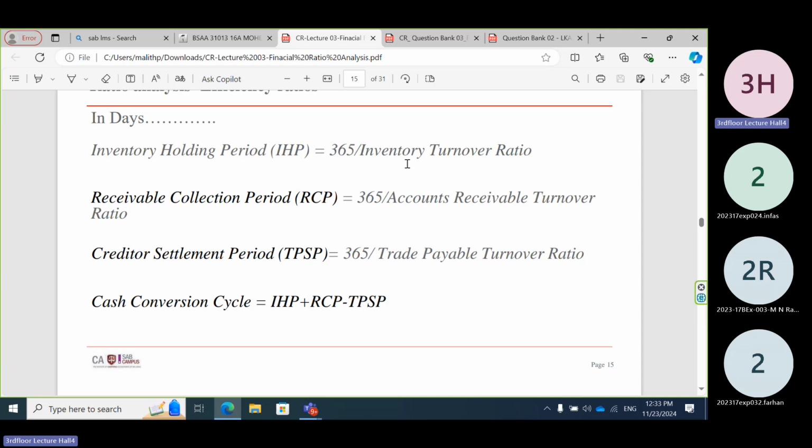And if you can get some period to settle creditors, that's a benefit to the organization. Creditor settlement period, right? You want to get cash early from debtors, and you get some delay to settle creditors. It will secure your liquidity. Liquidity means within this cycle, you are circulating cash without any headache, without any gap.